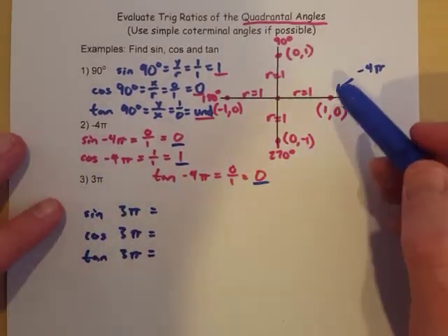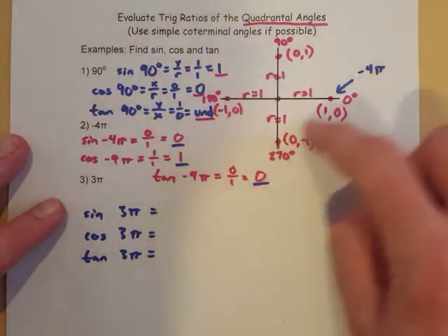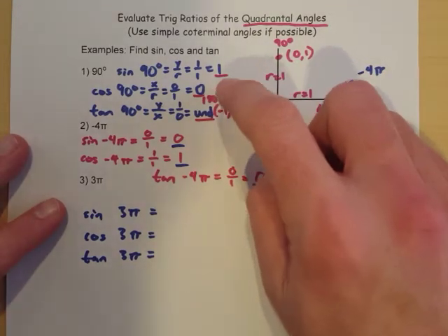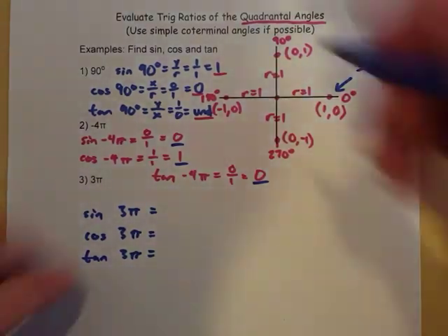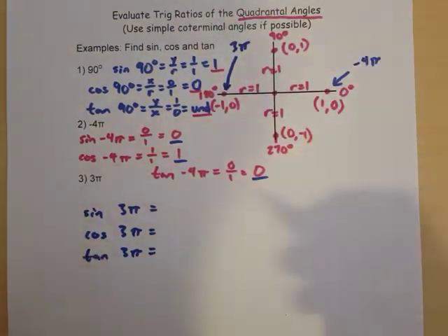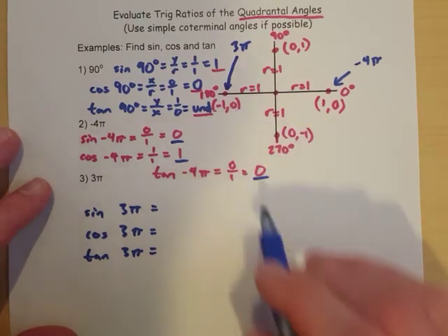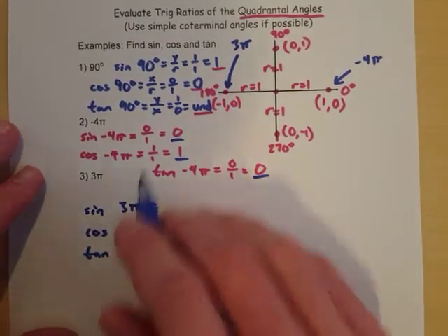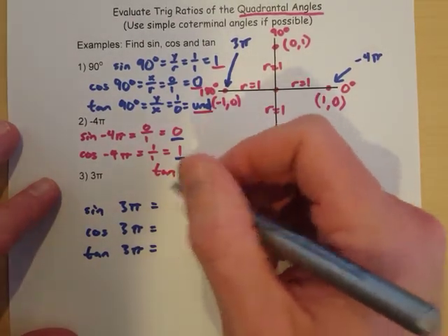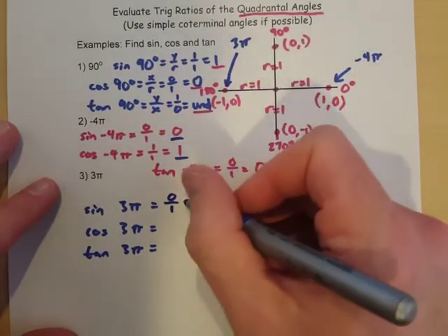3 pi, though. 3 pi is counterclockwise, so I go 2 pi, and then one more makes 3 pi. So 3 pi is going to be at this spot right here. It's going to be at the 180 degree angle with x is negative 1 and y is 0. All right, so sine is y over r. That's going to be 0 over 1 because the radius, like always, is 1.